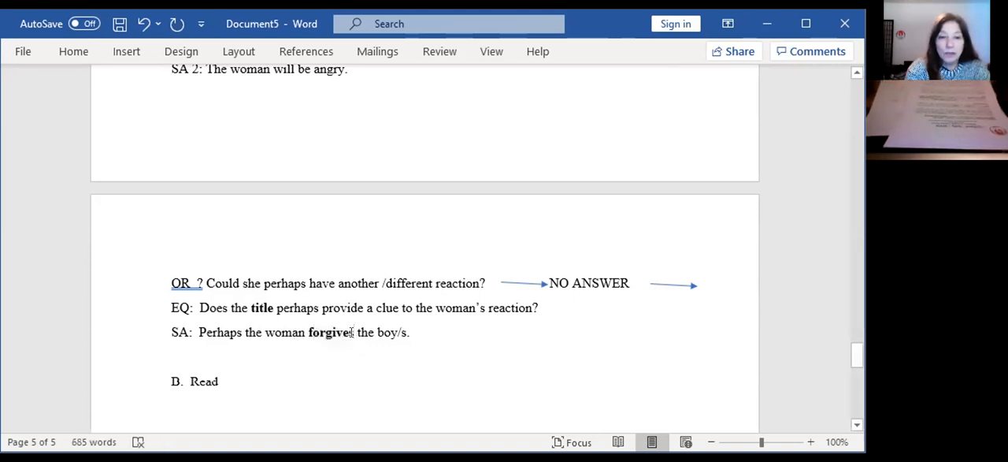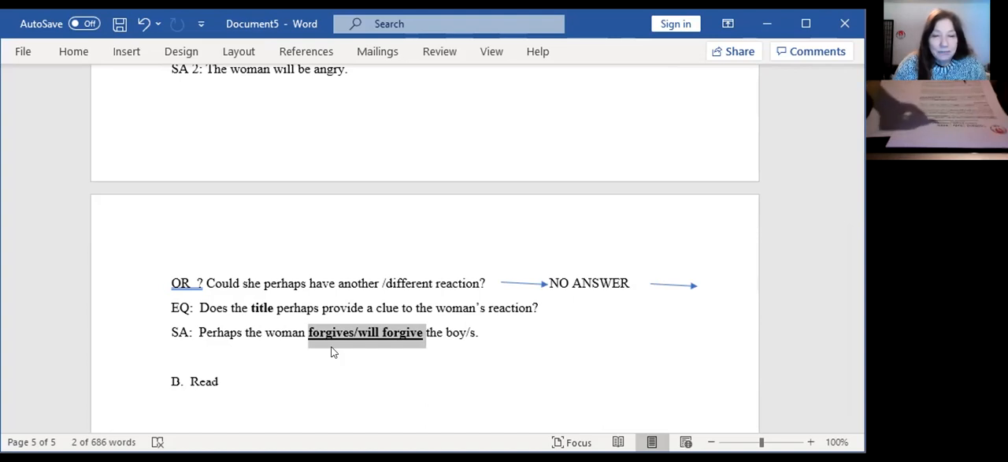Forgives. You could also say will forgive. That's okay too. Right? You can use will forgive. Perhaps she'll forgive the boys. Or perhaps a woman forgives the boys. This is just speculation, guessing about the future. And because it's about the future, or it's about a story they haven't read it yet. Because they haven't read it yet, you cannot use the past tense.